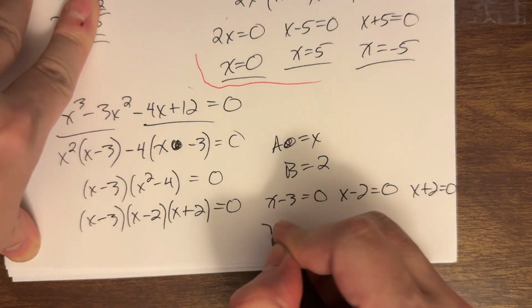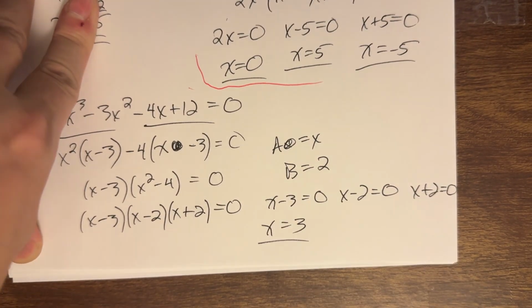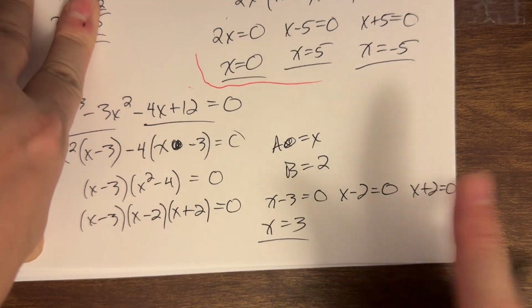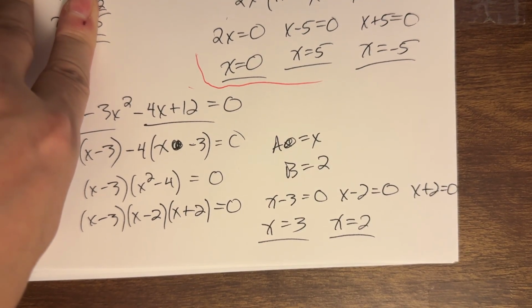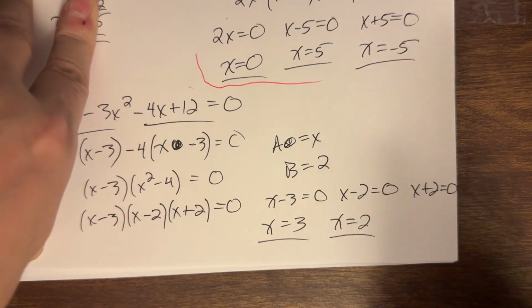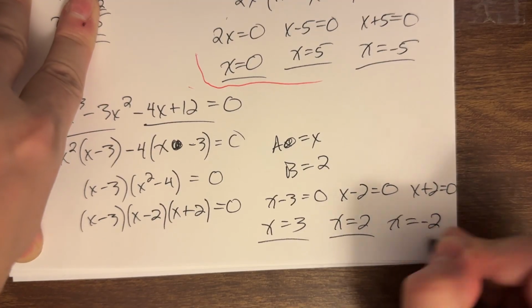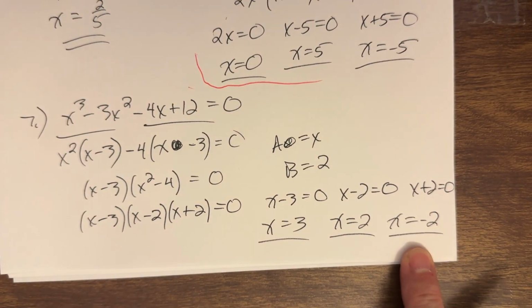Add the 3 on both sides. First solution is x equals 3. Add the 2 on both sides. Second solution is x equals 2. And last, subtract the 2 from both sides. Last solution, x equals negative 2.